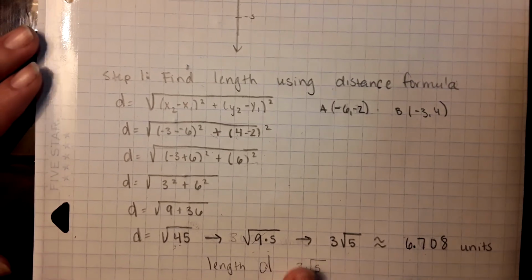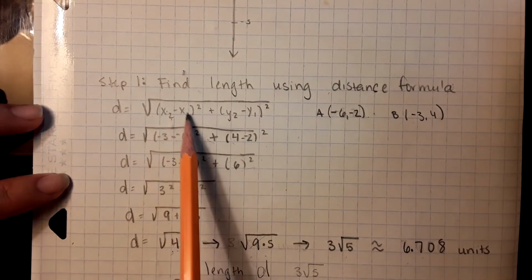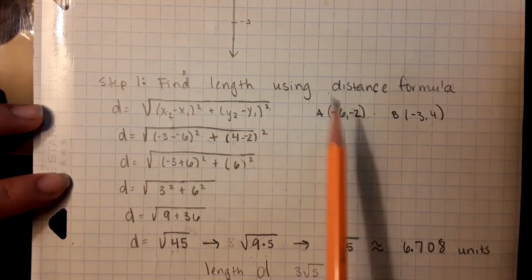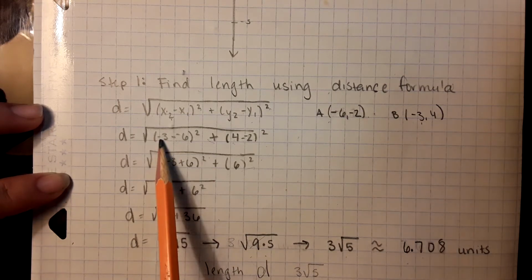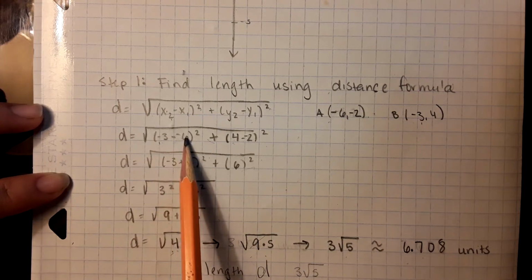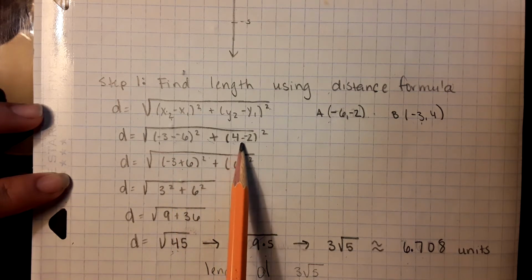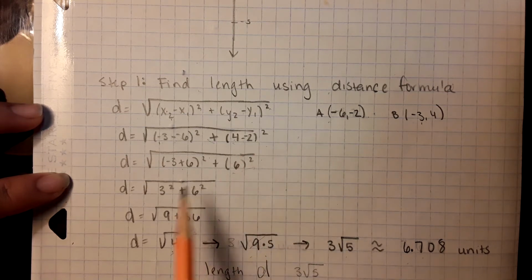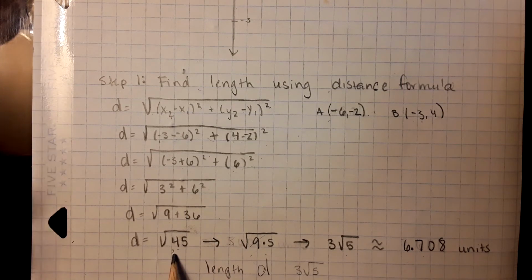So step 1 in finding the length is using the distance formula. x2 minus x1 squared plus y2 minus y1 squared. And here are our points. So when you plug the negative in, -3 minus -6, that's going to become addition. Same thing here, 4 minus -2, it's going to become addition. 3 squared is 9, 6 squared is 36. You end up with the square root of 45.